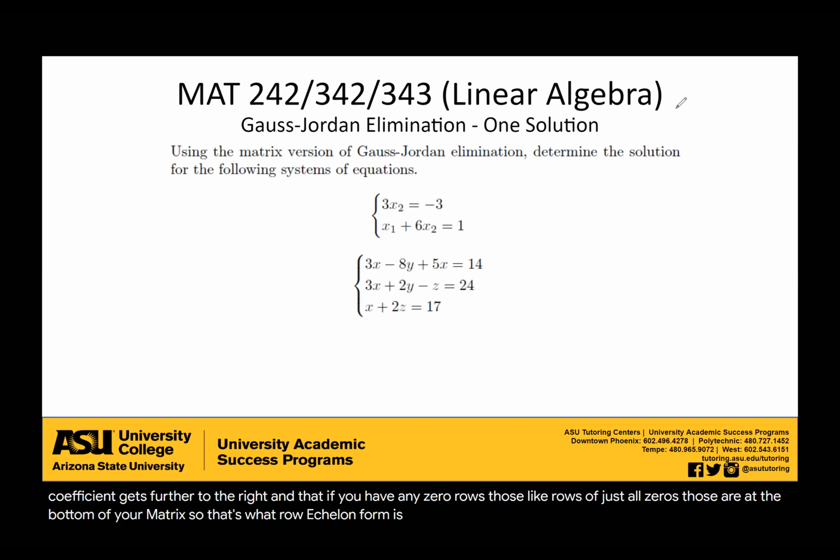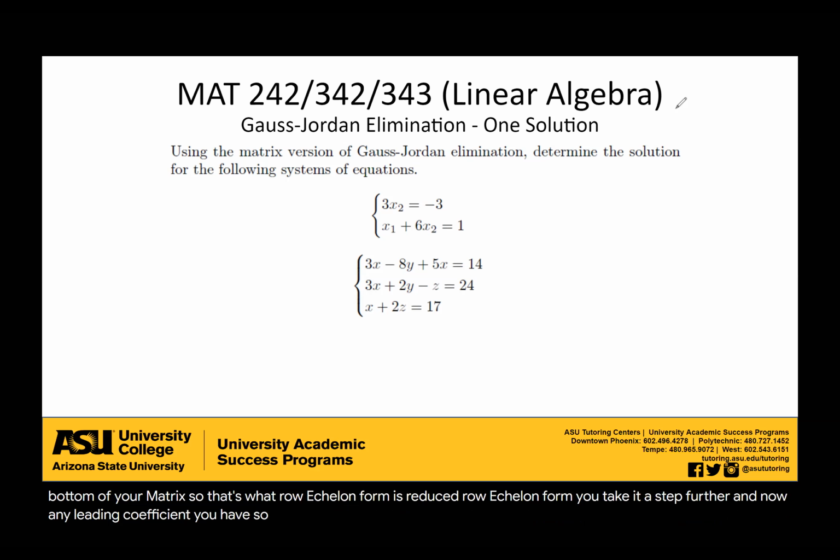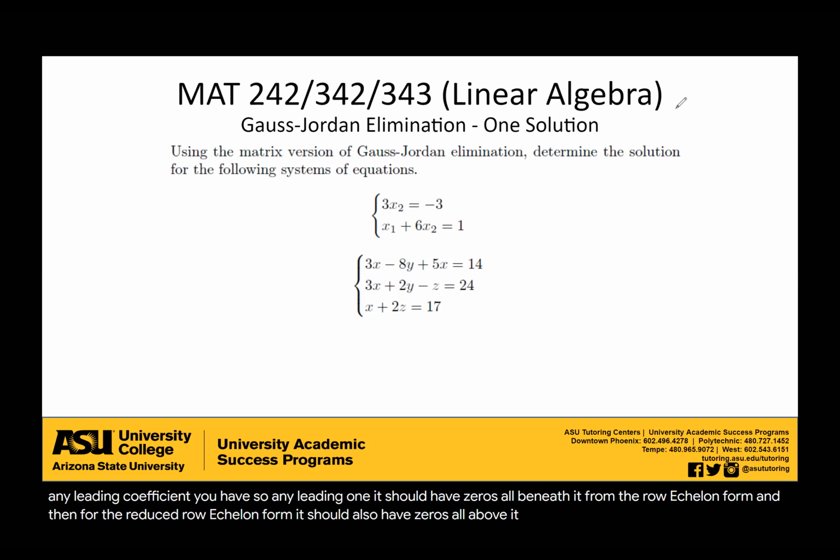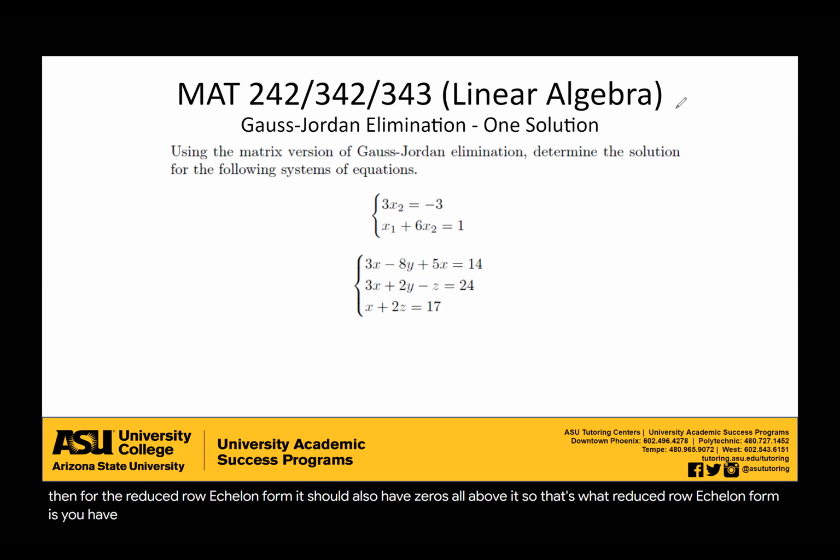Reduced row echelon form is you take it a step further, and now any leading coefficient you have, so any leading 1, it should have zeros all beneath it from the row echelon form, and then for the reduced row echelon form, it should also have zeros all above it. So that's what reduced row echelon form is. You have zeros all above those as well. Cool. So let's see it in action.